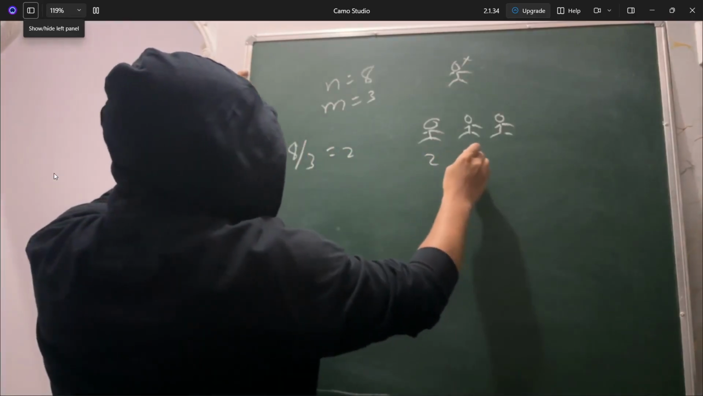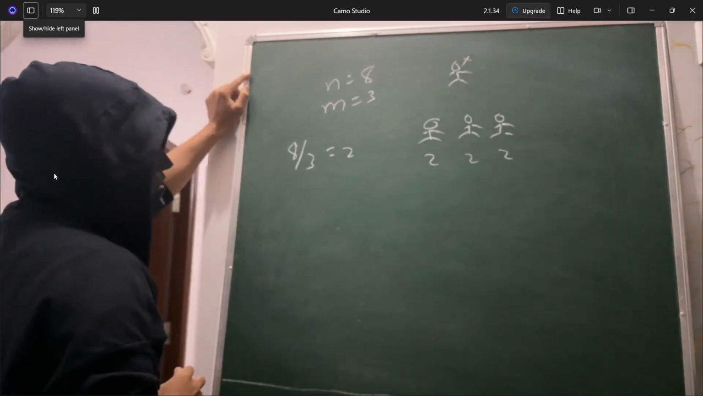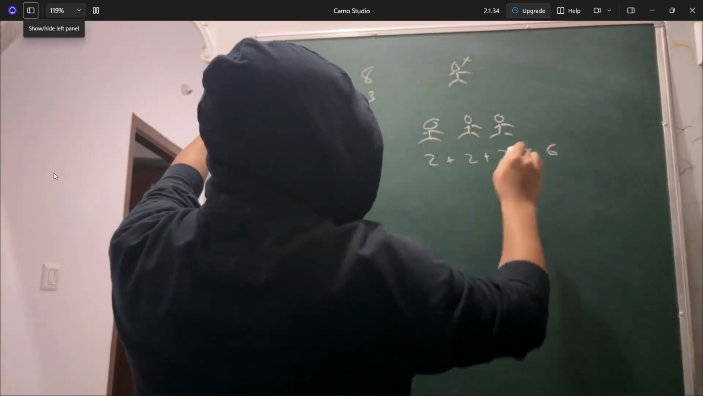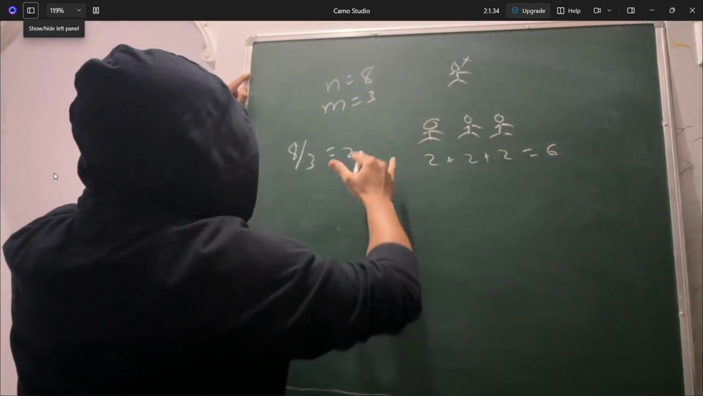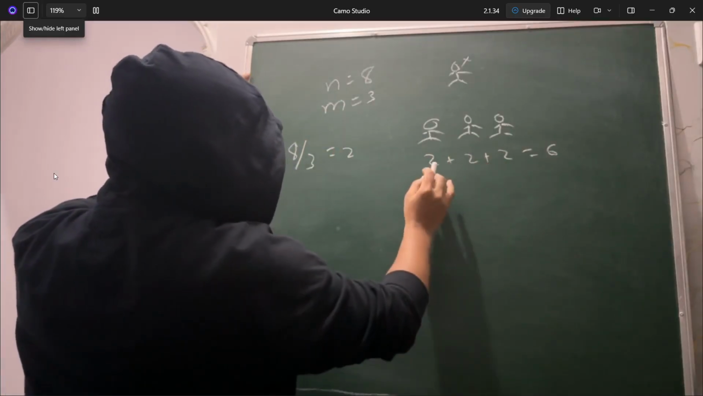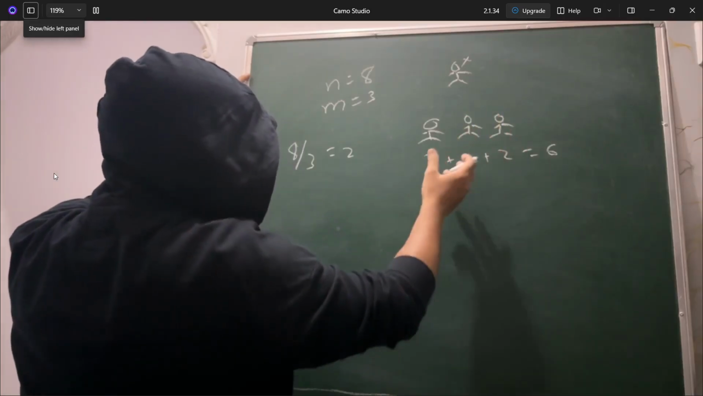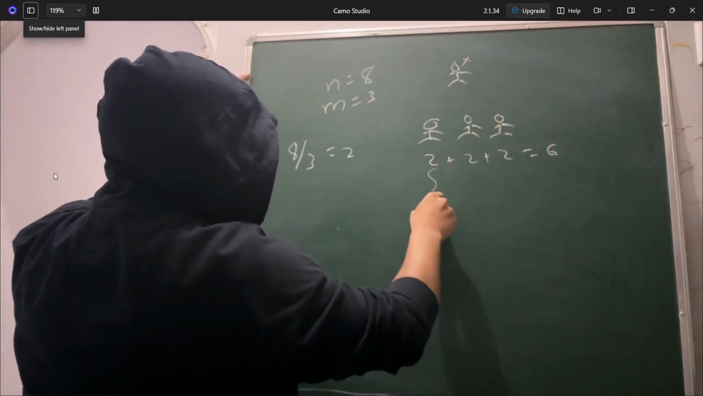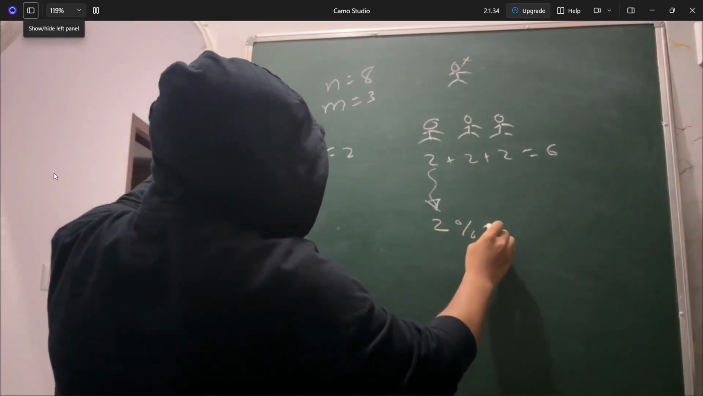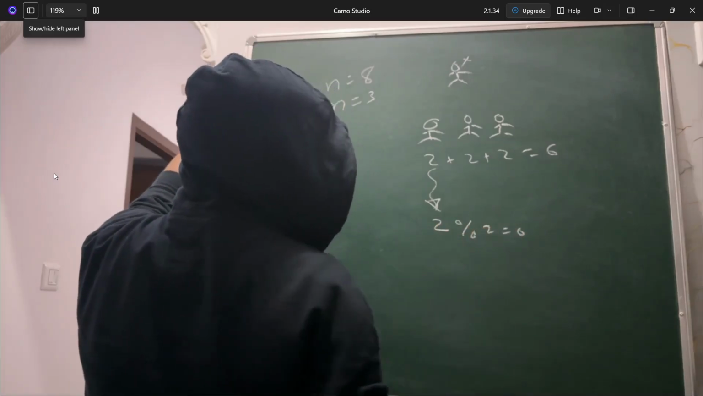So now let's try to give 2 candies to each person. If you add up, this will be 6. You are not distributing all the candies. You have 8 candies, you are giving 2 candies to each, which is correct, and all the friends have got equal candies, so equal distribution is there. If you look at one person, how many candies he got: 2, which is even. Modulo 2, that is 0, so it is even.